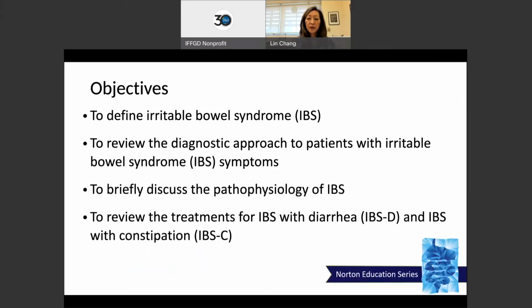So the objectives of this fairly concise talk are to define irritable bowel syndrome, or what we know as IBS, to review the diagnostic approach to patients with irritable bowel syndrome, to briefly discuss the pathophysiology of IBS, and to review the treatments for IBS with diarrhea, which we call IBS-D, and IBS with constipation, which is referred to as IBS-C.